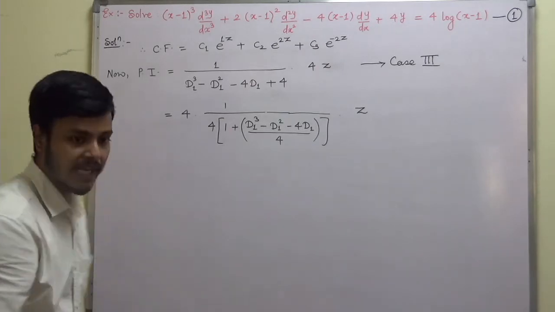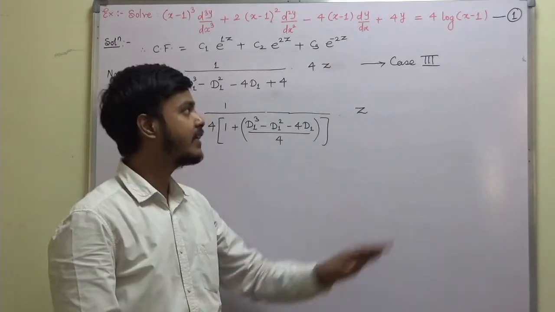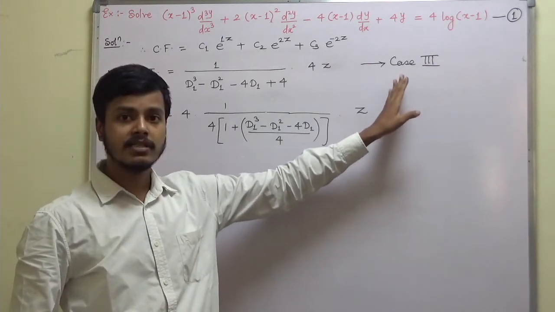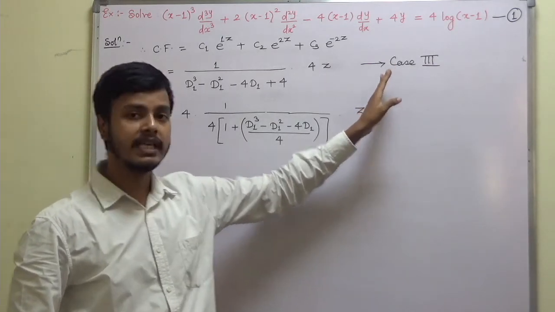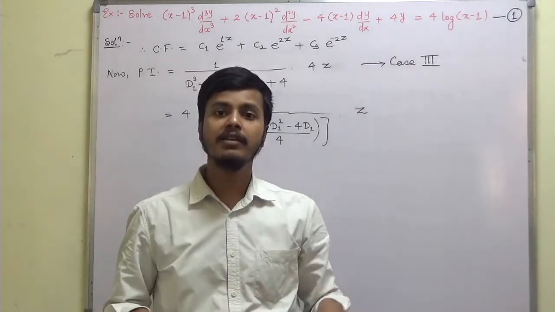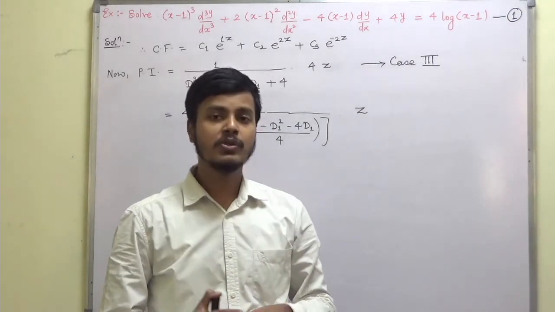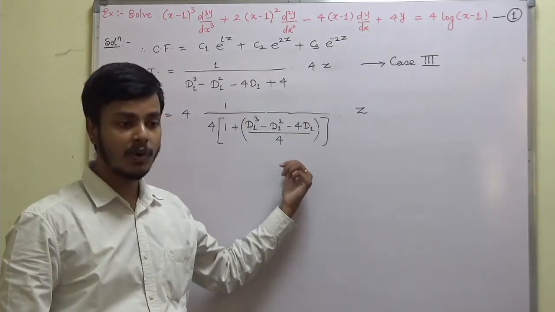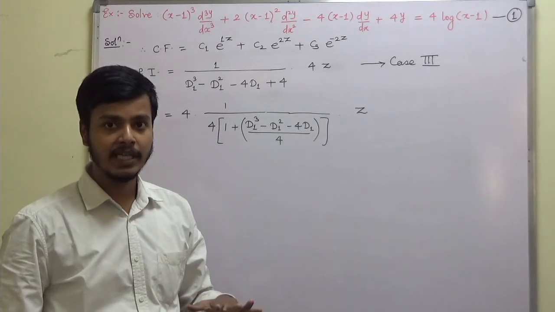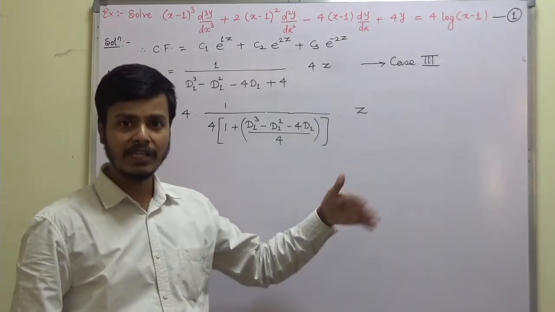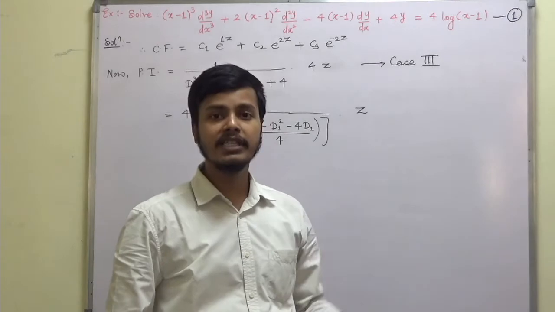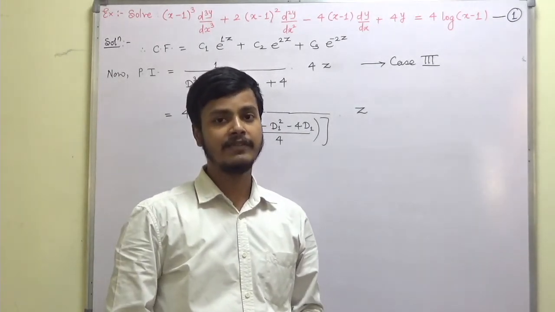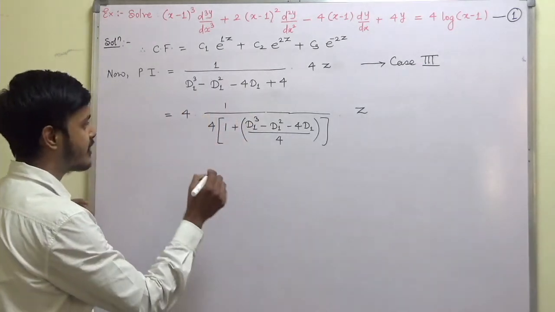One remark I would like to make: if you are not able to recollect what is case number 3, you can just see the link. This link of case number 3 is provided in the description of this video, so you can click on it, learn from there, and then solve this problem if you are not getting it. Because we are applying rule number 3, and we have already learned this rule in the very beginning of this topic of higher order linear differential equations with constant coefficients.